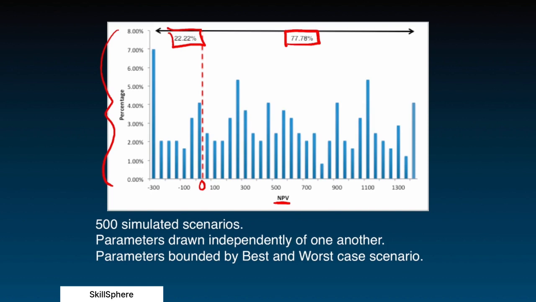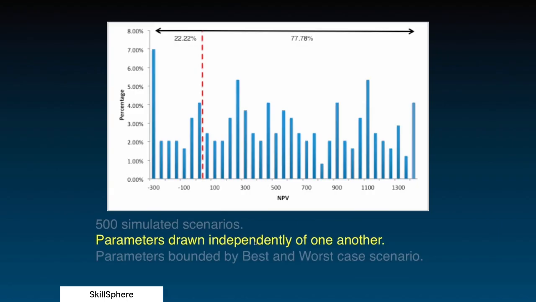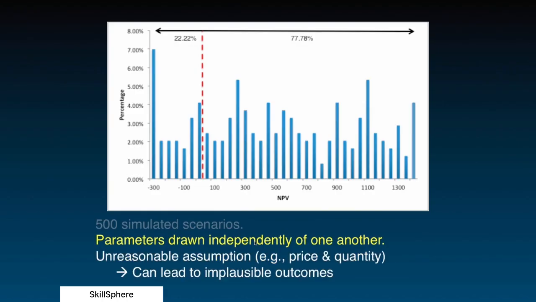That said, I want to emphasize that the parameters were drawn independently of one another, and that's not ideal. It's going to lead to some implausible outcomes, and it's not a particularly reasonable assumption, especially when it comes to certain parameter pairs, such as price and quantity. That's just one. Ideally, you want to draw from some large multivariate distribution, but now we're moving way outside the scope of this course into a valuation exercise.